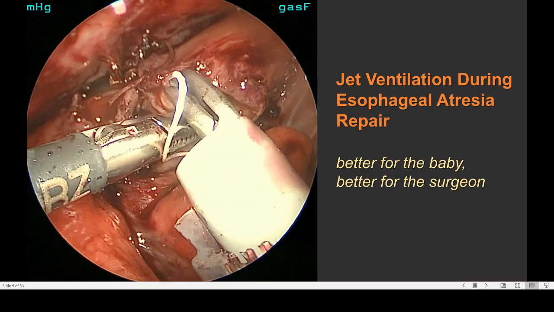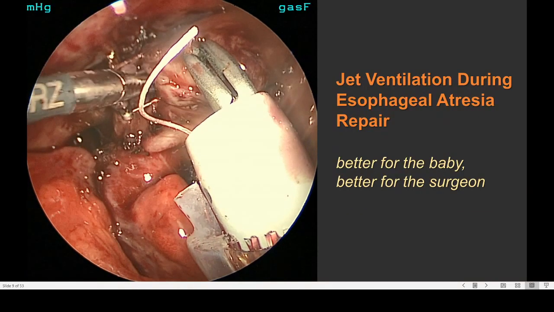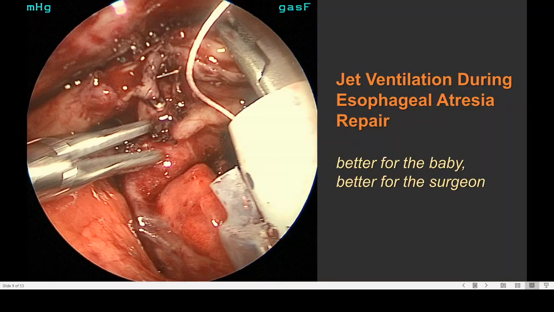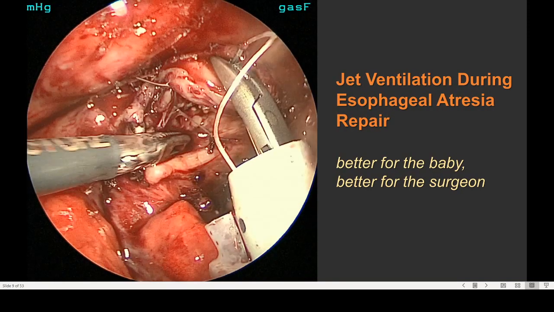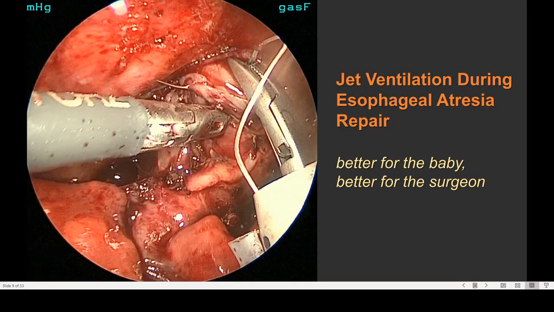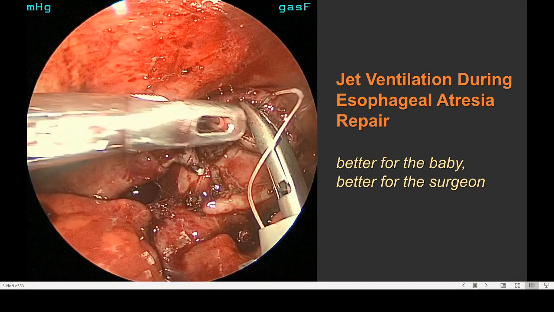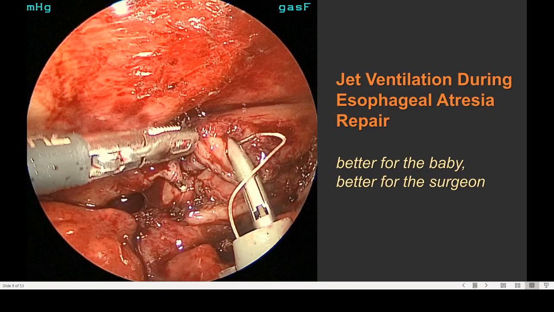What do you think? You can see the esophagus getting repaired. You can see the lung tissue at the bottom oscillating from the jet ventilation, able to give good exposure for the repair. Did that make you care more about my research a little more than the previous slide?